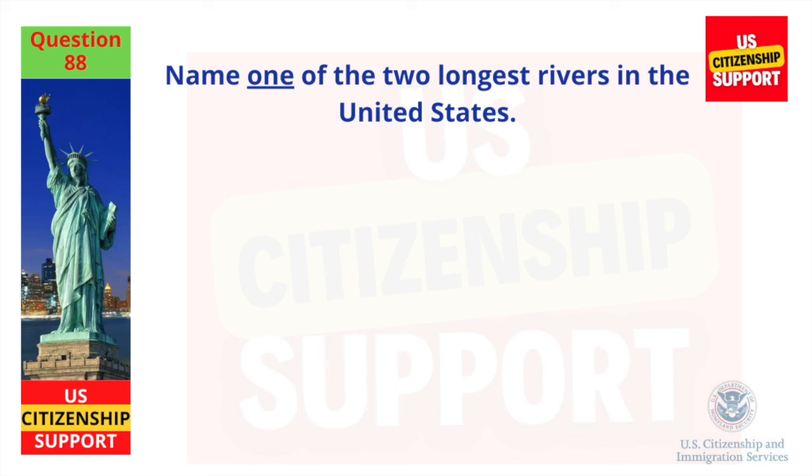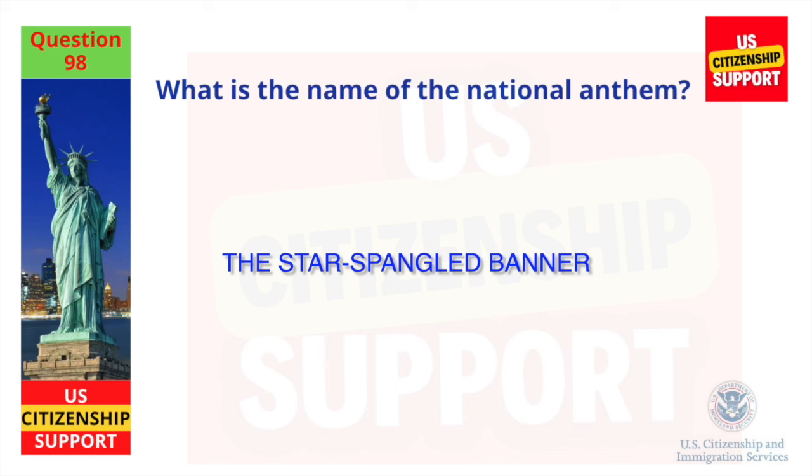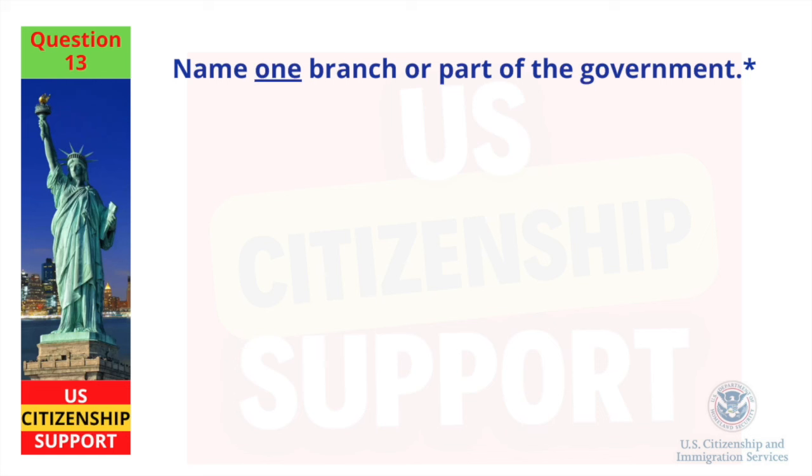Name one of the two longest rivers in the United States. Missouri River. What is the name of the national anthem? The Star-Spangled Banner. Name one branch or part of the government. Congress.